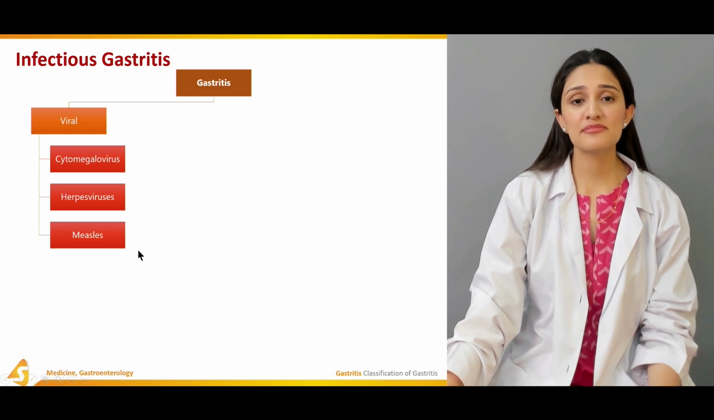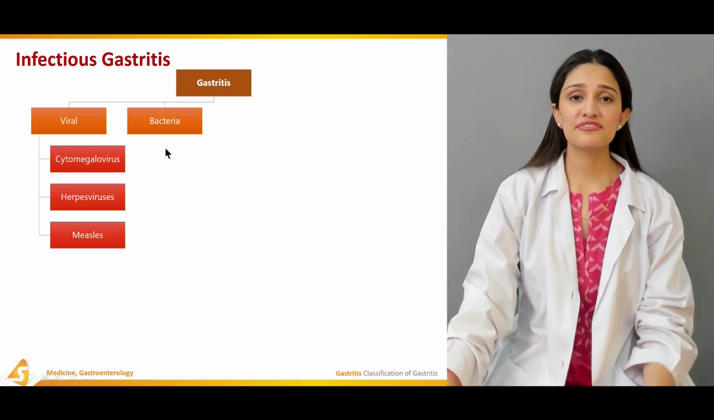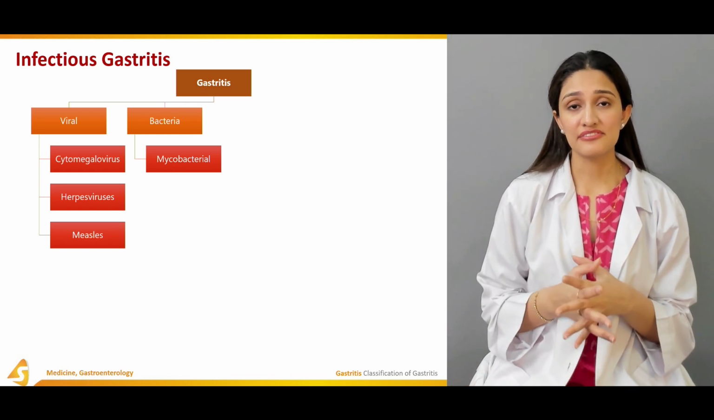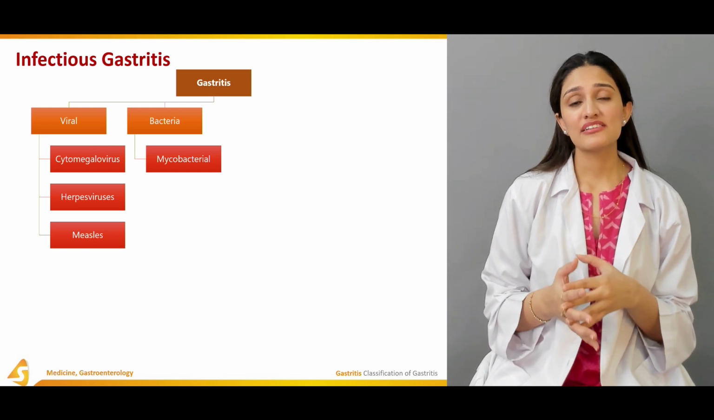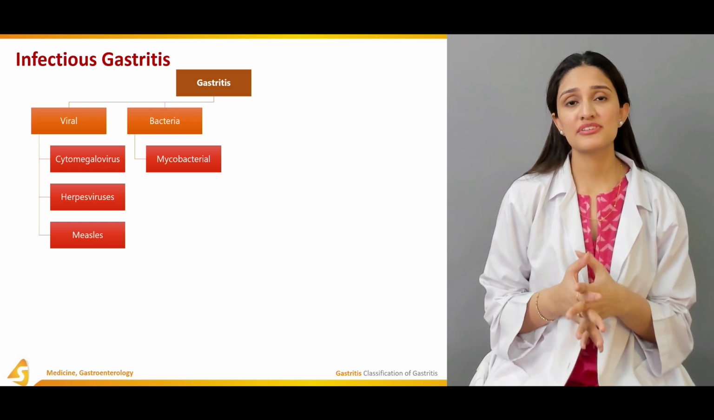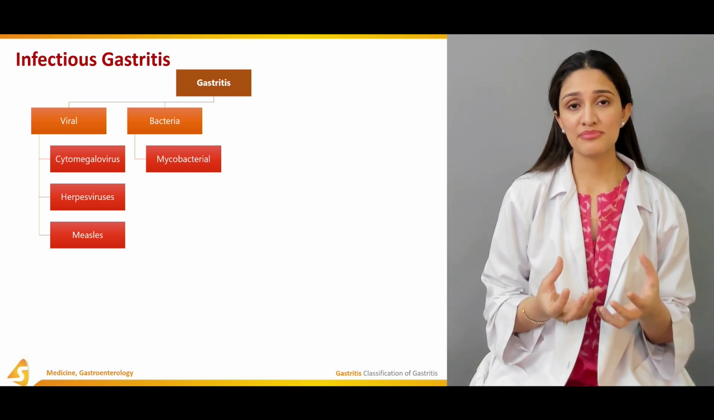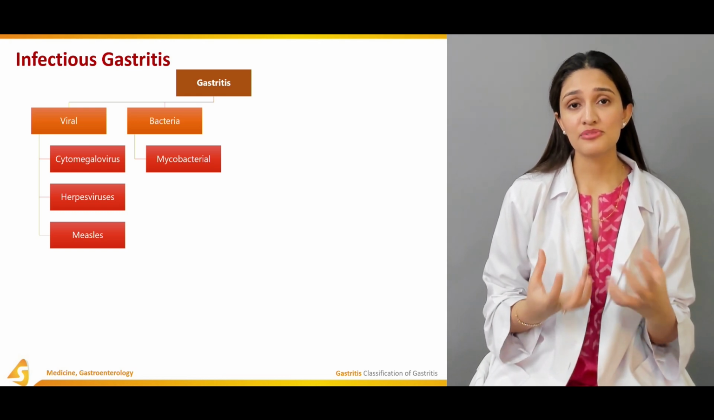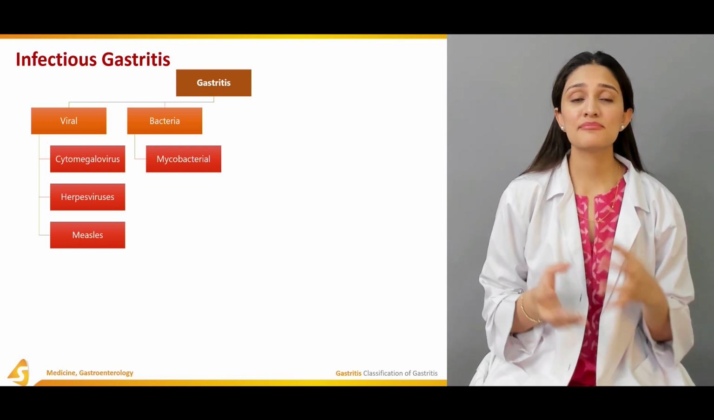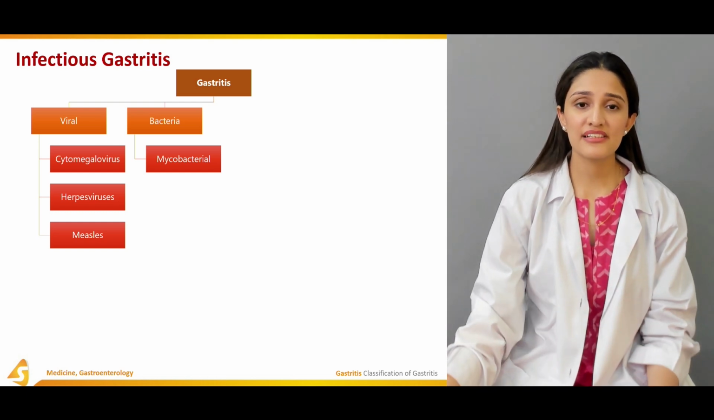Other viruses, including measles, are also present. If you talk about bacterial infection, mycobacterial infection tops amongst all the bacterial infections. Mycobacterial infection causes tuberculosis gastritis, which is also called TB gastritis. If you see more grossly, the patient might present with a granulomatous appearance within the epithelium, and microscopically, the patient might present with stains of acid-fast bacilli.